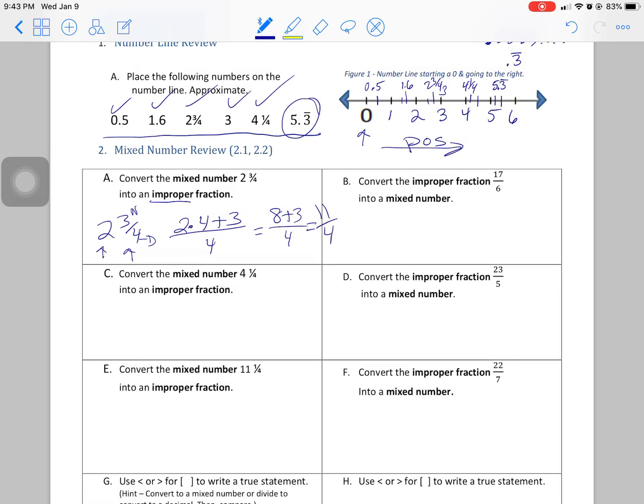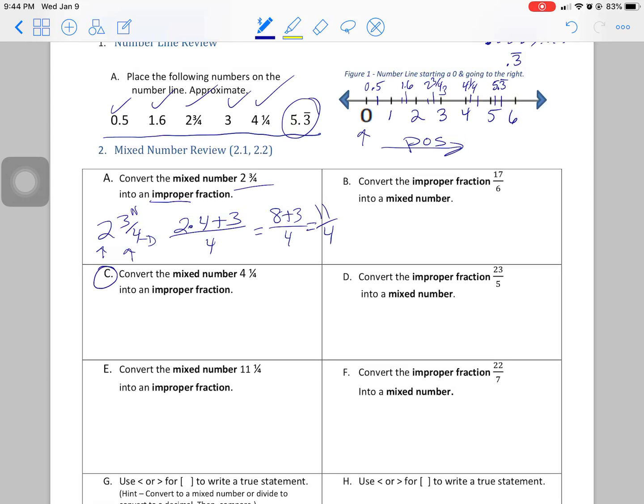That seems reasonable. If you have 3 4s, you have 12. So 2 3/4, you don't have 3 4s, you have a little less. So 11 over 4 seems reasonable. You always want to check and make sure, if you're using your calculator a lot, that you come up with a reasonable answer at the end. I'm going to go down this way. Let's try C next and just stick with the mixed numbers into improper fractions.